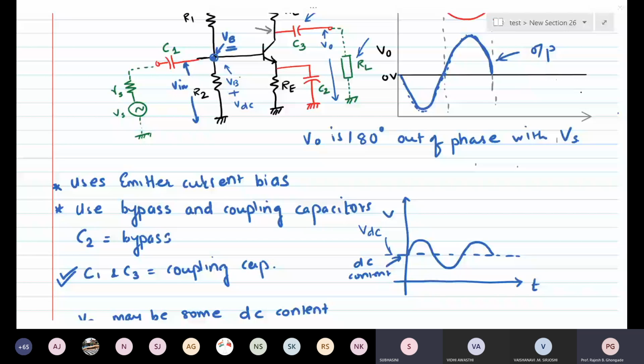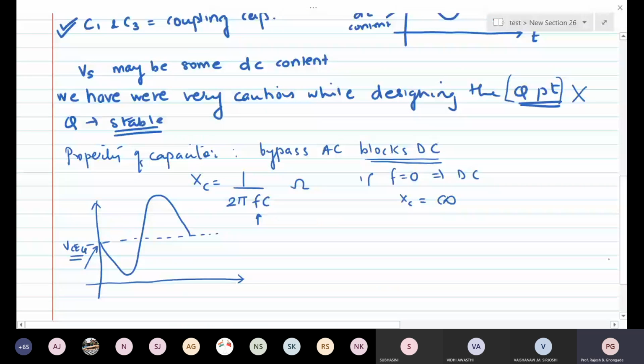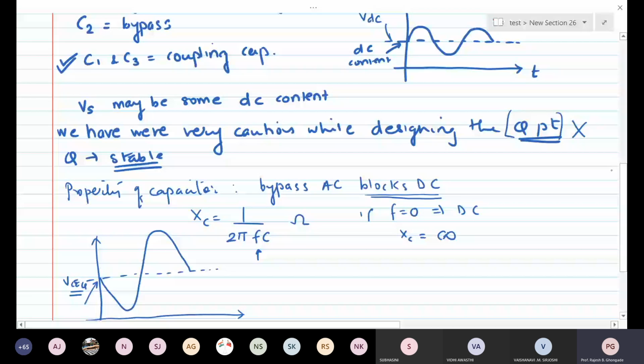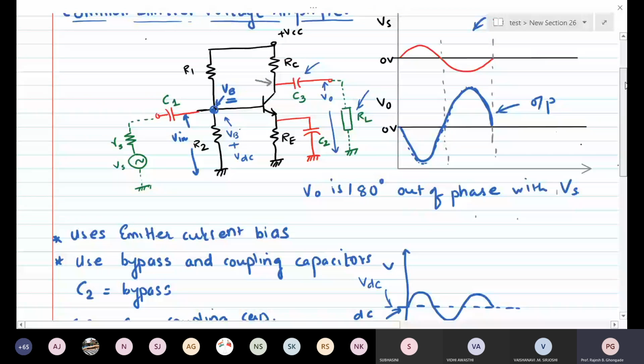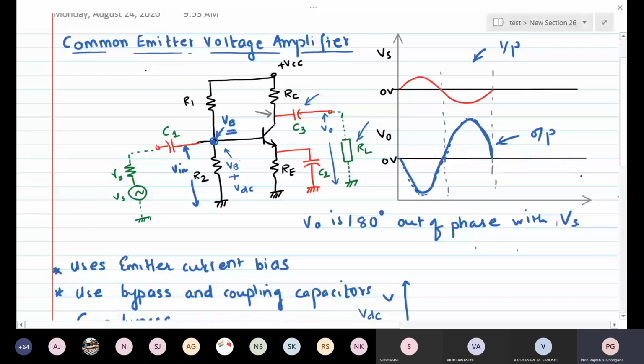Okay, so what we have here is another coupling capacitor. What this capacitor does is block this VCEQ, this DC level, from going towards the load side. So what we will have at the load side is only the AC signal, without the DC level. This is the function of C1 and C3, and that is the reason why they are called coupling capacitors.